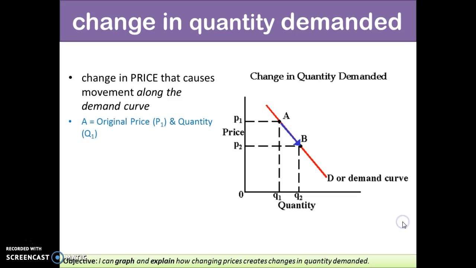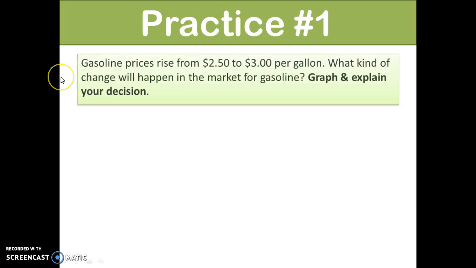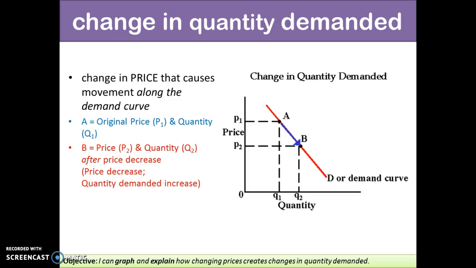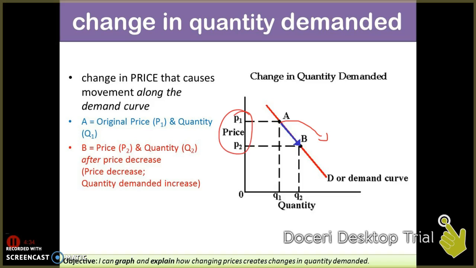If we start out at point A, that's our original price and quantity. Then if the price decreases to P2, we're going to be at point B. The result is that we went from A to B. Sometimes we'll show that by drawing an arrow like this that shows movement down the curve. Or if we're having movement up the curve, it will go in the opposite direction. But the key point here is that price is decreasing and quantity is increasing. Because of this inverse relationship, we have movement down the curve.